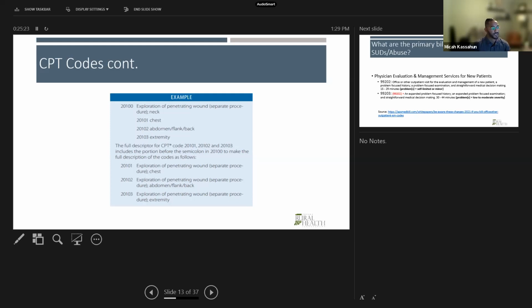If you notice, there's a semicolon right before the word neck, meaning that anything before the semicolon is represented as the base code, and it's just a really easy way to represent it. But specifically, this is for the neck. If I go to 20101, that means it's exploration of penetrating wound, but in the chest area, and it becomes the same thing for 20102. It's the exploration of the penetrating wound for the abdomen.